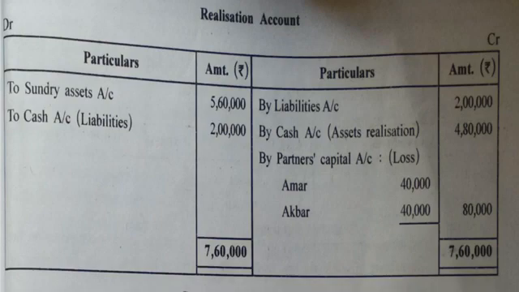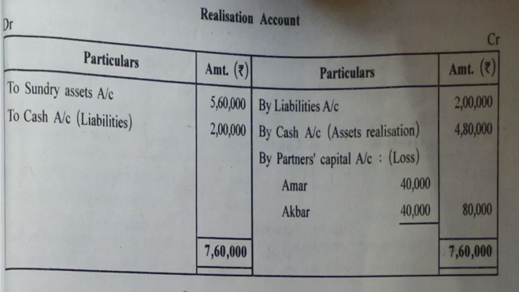I repeat, this is the 5,60,000 for assets closed and transferred to realization. Liabilities closed and transferred to realization. We have understood journal entries for this. This is just the posting for same. This is the realization of assets. Why is it 4,80,000? Because 80,000 is loss on realization. So 5,60,000 minus 80,000 is 4,80,000, and 80,000 loss.